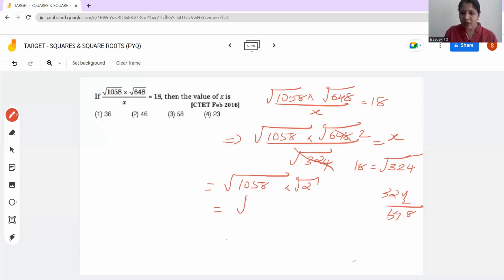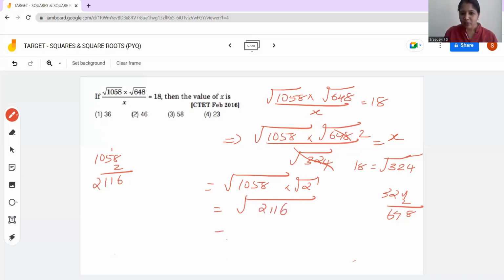So square root under 1058 into 2. So 8 2s are 16, carry over 5; 5 2s are 10 plus 1, 11; 1 here, 1 2s are 2. That is, we'll be getting square root under 2116.